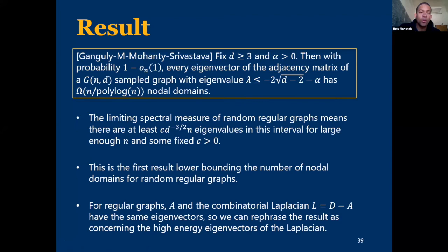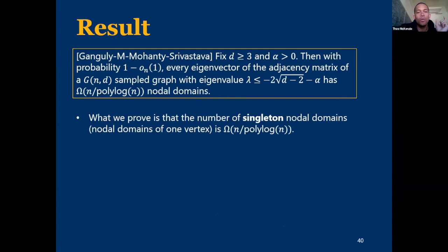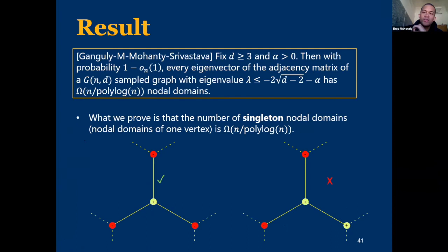So how do we actually do this? What we do is look at the number of singleton nodal domains, which are nodal domains that are only one vertex. Just by counting these, we show that the number of these is omega of n over poly log n. To be clear, what I mean by a singleton nodal domain is, when I look at the eigenvector, I count the number of vertices that are, for example, positive, but all their neighbors are negative in the eigenvector. Or of course the reverse: negative, and all their neighbors are positive. The example on the right, of course, is not a singleton nodal domain because it has a neighbor of the same sign.